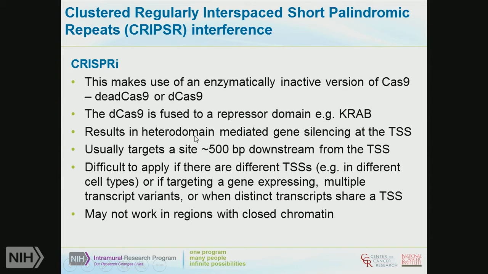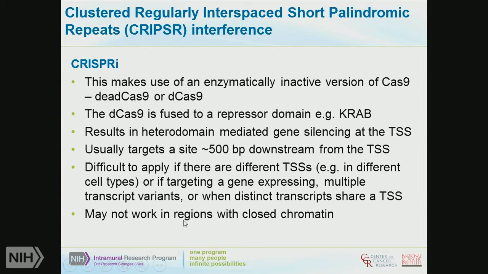This can induce heterochromatin-mediated gene silencing if you're targeting the transcriptional start site. Now, you usually have to target a site about 500 base pairs downstream of the transcriptional start site, so you're avoiding where all the other proteins are so that it can access it. And one of the key problems with this, and it applies to TALENs as well, is that it assumes that every transcript from a particular gene is being expressed from the same transcriptional start site. And that's not always the case. It may limit your ability to target lots of different variants of a particular gene. So that's just something that has to be borne in mind.